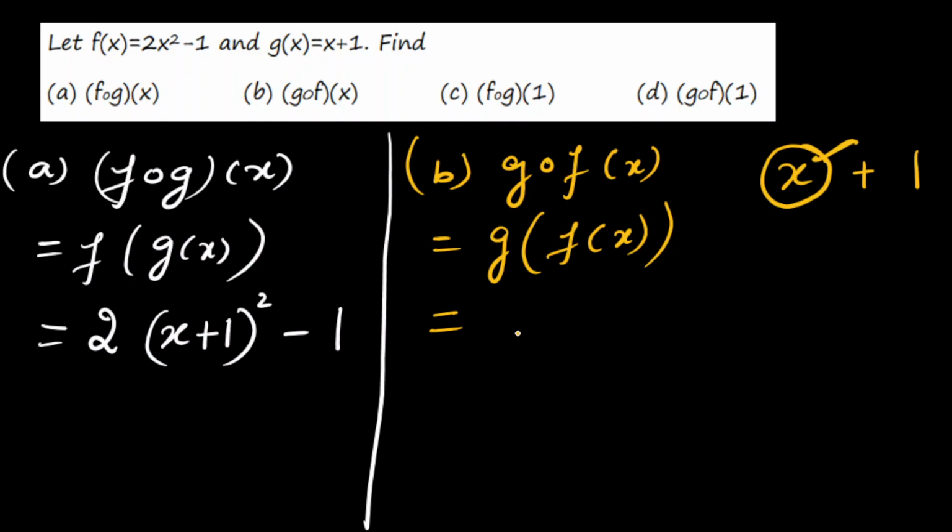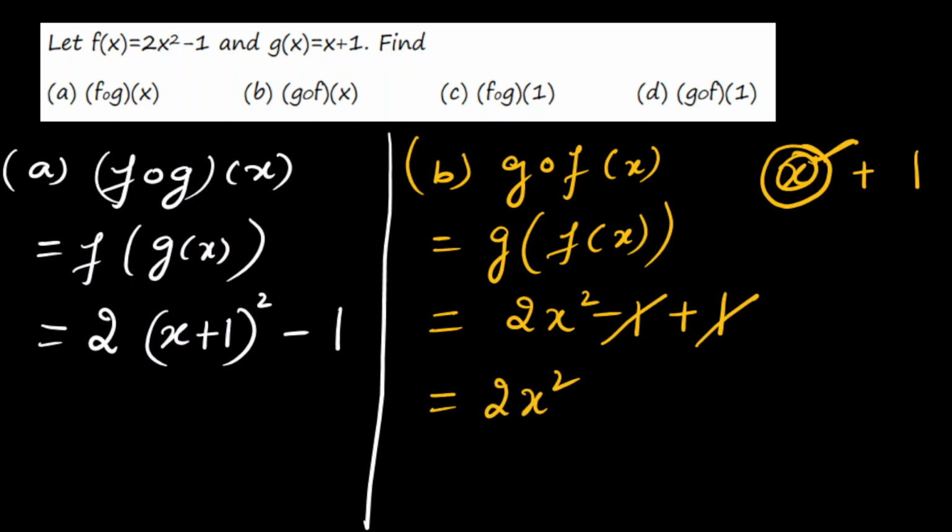So f(x) is equal to 2x square minus 1. So in place of x, because here I have to write f(x), I wrote 2x square minus 1, which is the value of f(x). This plus 1 as it is. Negative 1 and positive 1 will get cancelled. So we will get 2x square. The value of g of f of x is equal to 2x square.